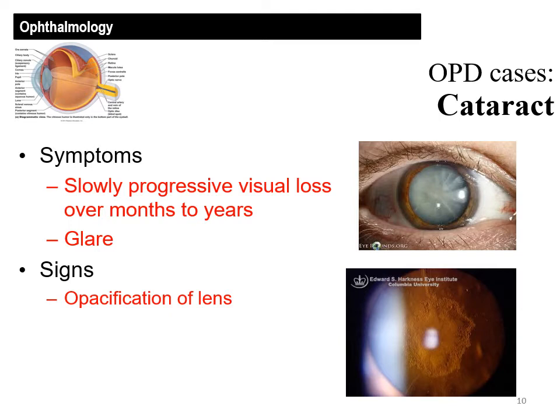Some patients complain of glare and extra sensitivity to light. Other patients describe a cataract as like looking through a yellowish lens.